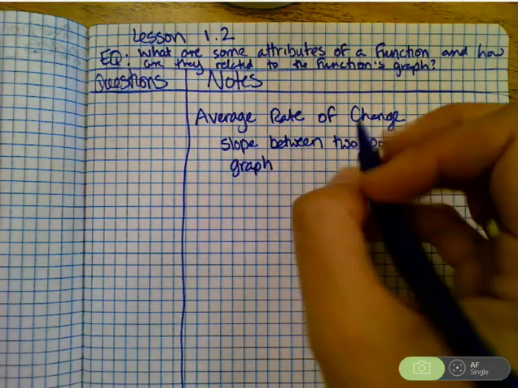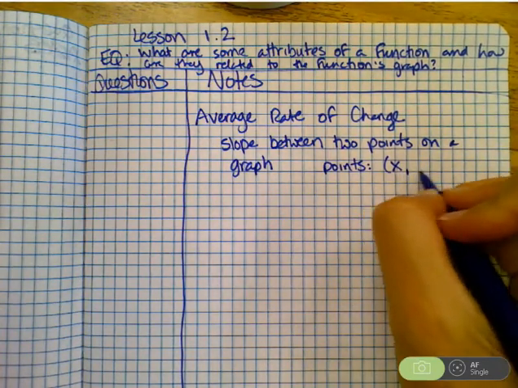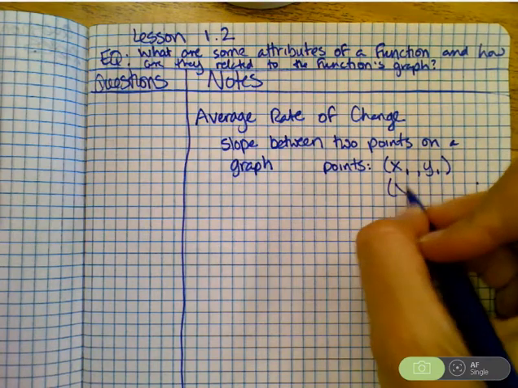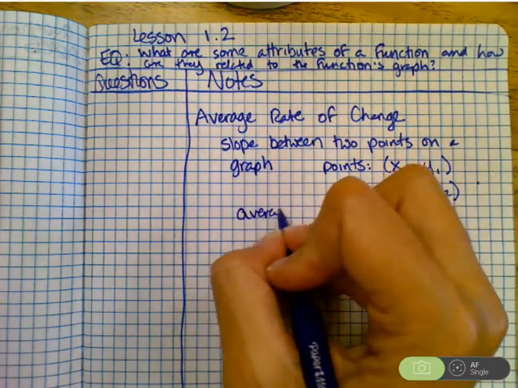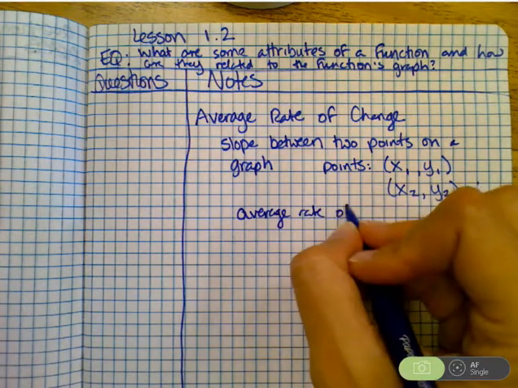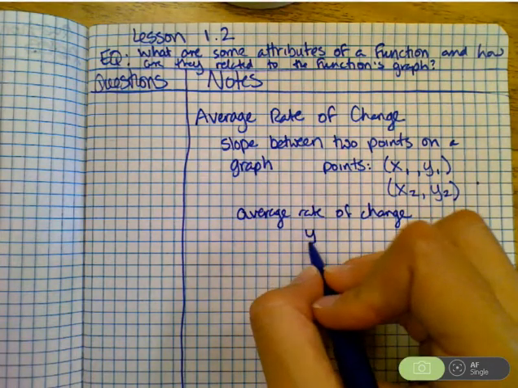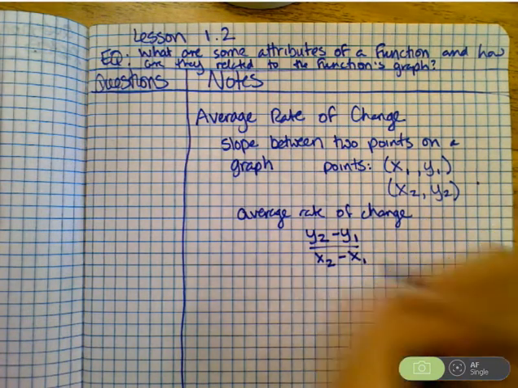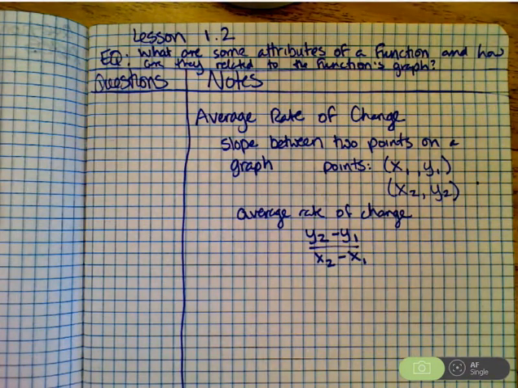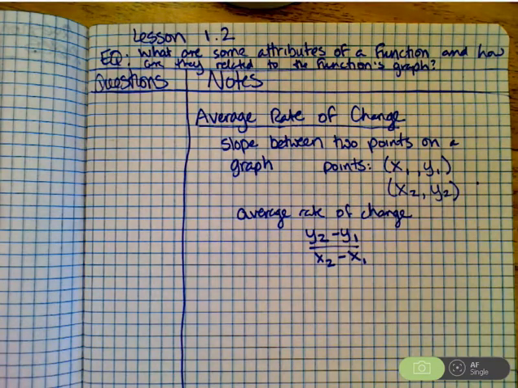So if your points, for example, are, or we'll just call them x1 and y1 and x2 and y2, then your average rate of change you can find using the slope formula. So y2 minus y1 divided by x2 minus x1. For a linear equation, that's pretty self-explanatory, but as we get into curves and other things, that's where it becomes really important and really interesting. So that's our average rate of change.